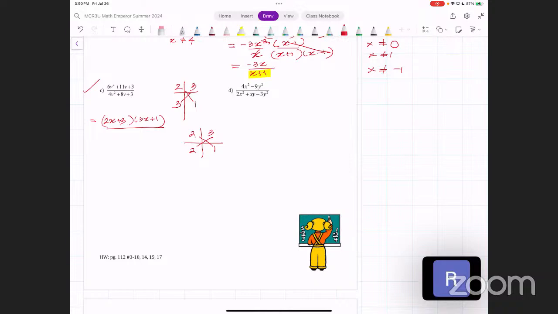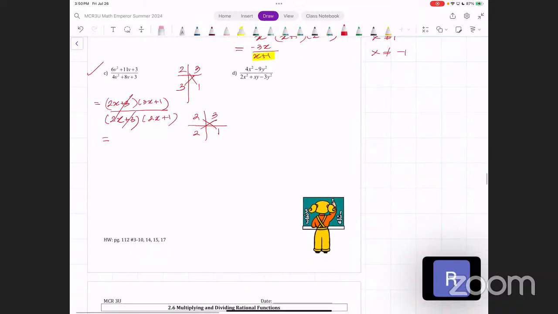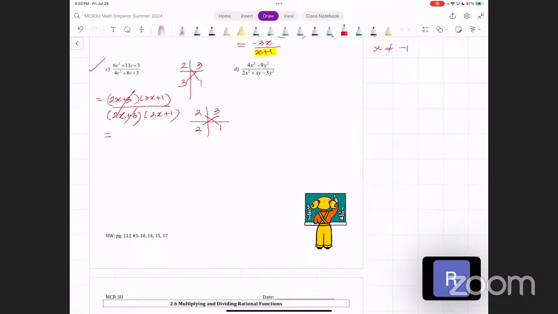So how do I factor that? 2x plus 3 times 2x plus 1. Now these two cancel, right? So that tells us 2x plus 3 cannot be 0. So x cannot be negative 3 over 2, isn't it? Are you following that? Okay. And also on the denominator, we got 2x plus 1. So can I have 2x plus 1 is 0? No. So 3x plus 1 over 2x plus 1.